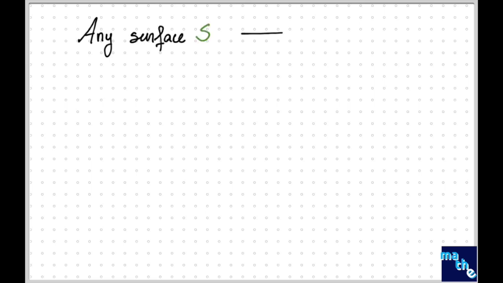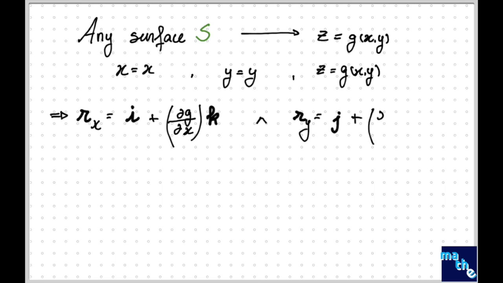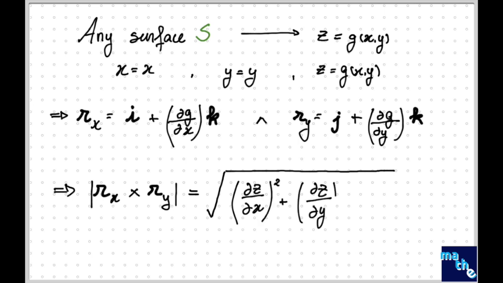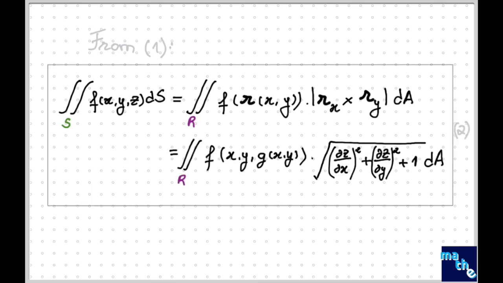In a special case where S is given by z as a function of x and y, we can parameterize it as x equals x, y equals y, and z as a function of x and y. Once again, we evaluate the partial derivative of r with respect to x and y, as well as its cross product, which will be given by the square root of the partial derivative of z with respect to x to the power 2, plus the partial derivative of z with respect to y to the power 2, plus 1. This means that we can rewrite the main expression for this case as such.